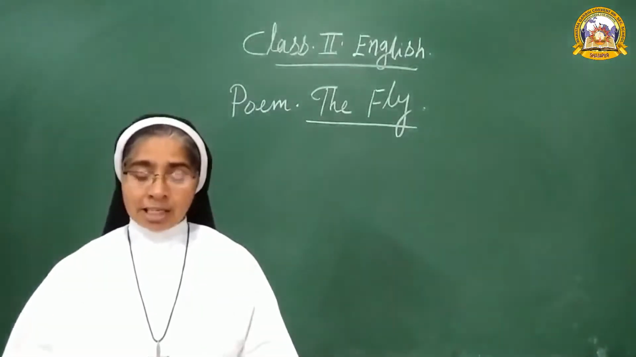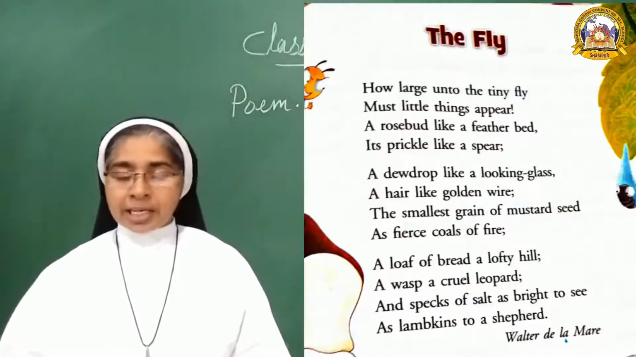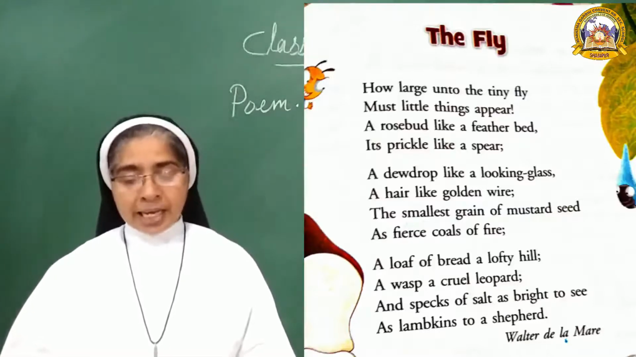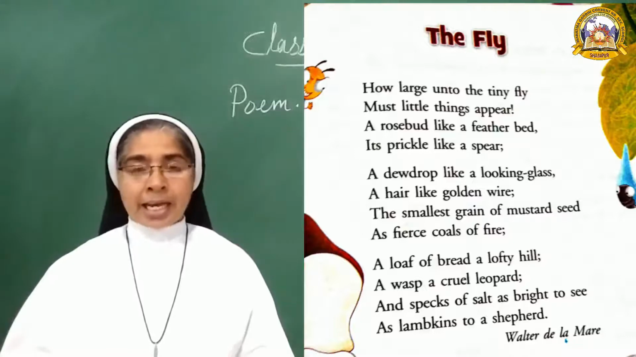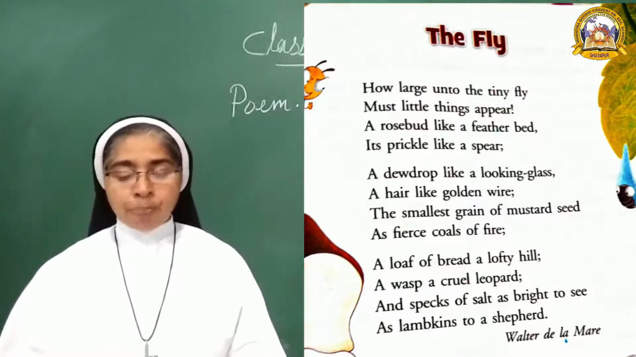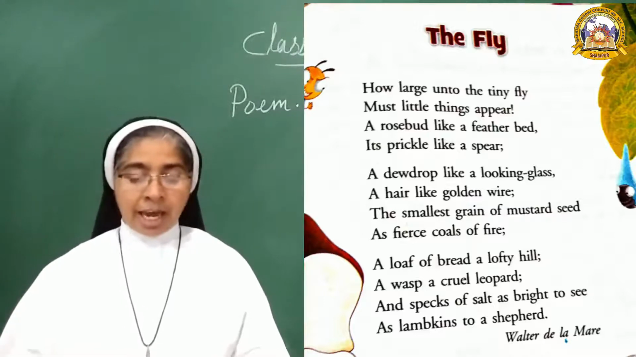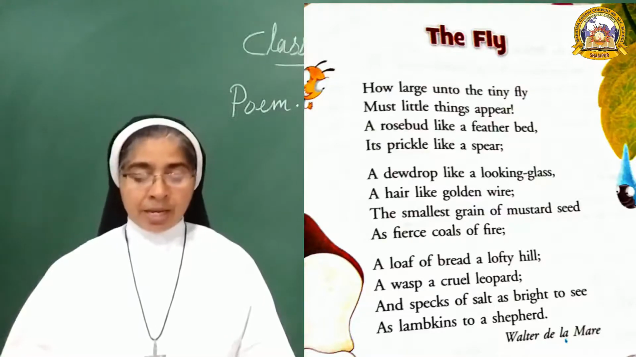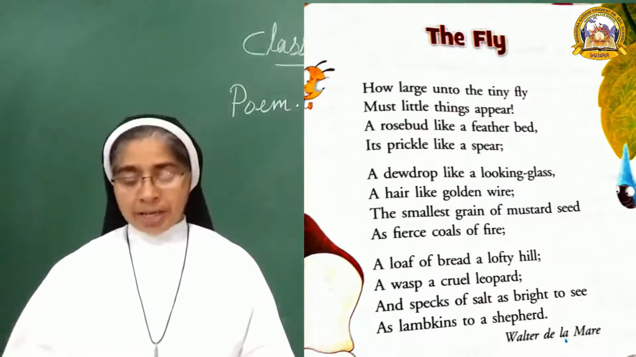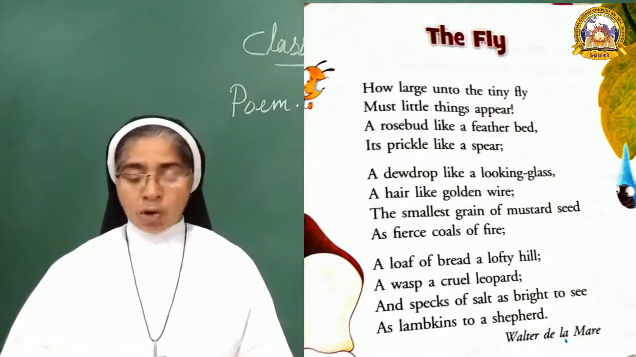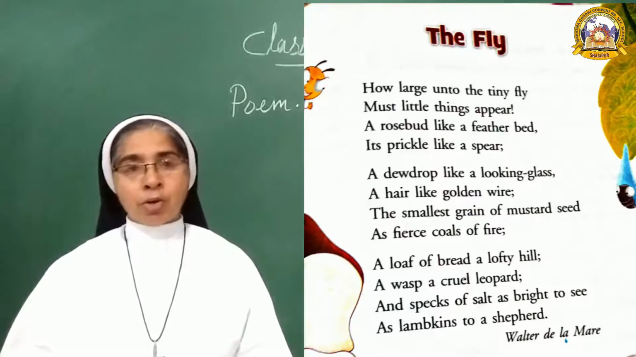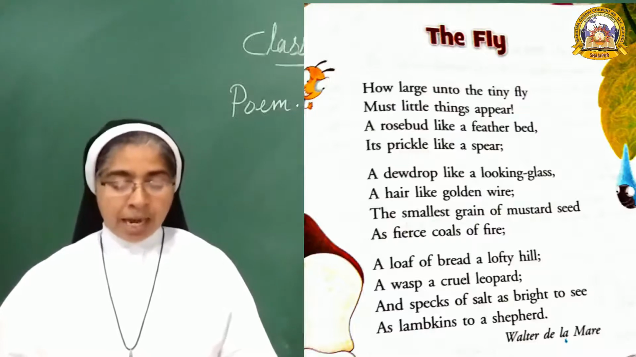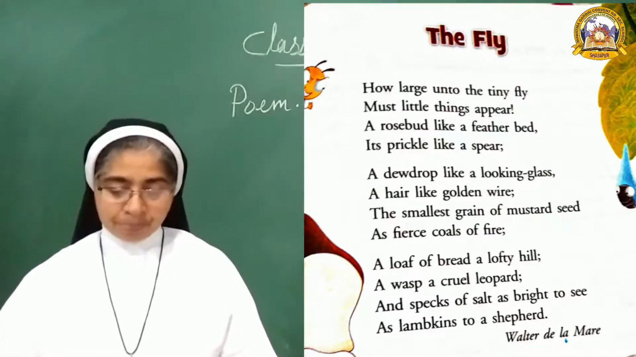Now once again, listen to the poem. How large unto the tiny fly must little things appear. A rosebud like a feather bed, its prickle like a spear. A dewdrop like a looking glass, a hair like a golden wire. The smallest grain of mustard seed as coals of fire. A loaf of bread, a lofty hill, a wasp, a cruel leopard, and specks of salt as bright to see as lambs to a shepherd.